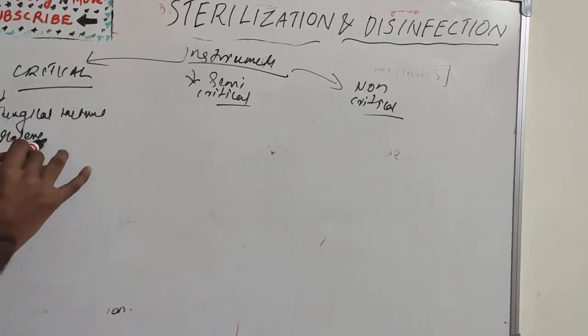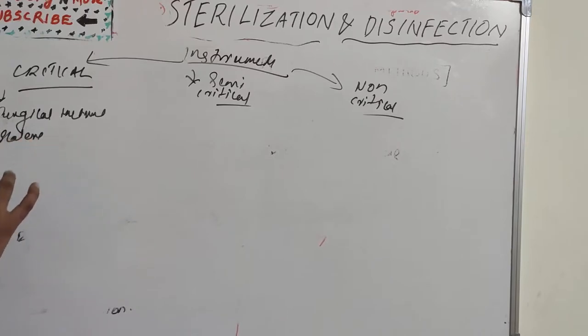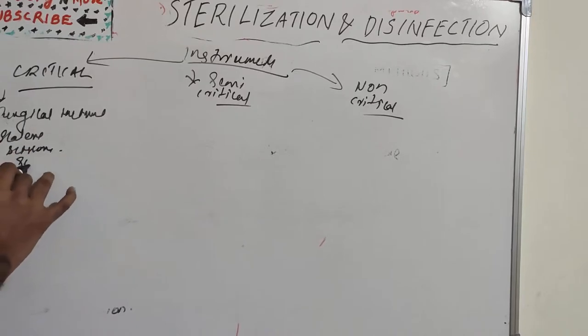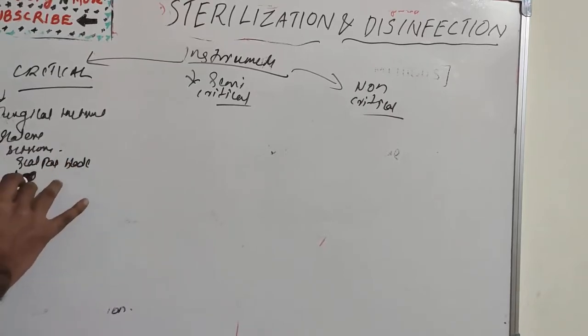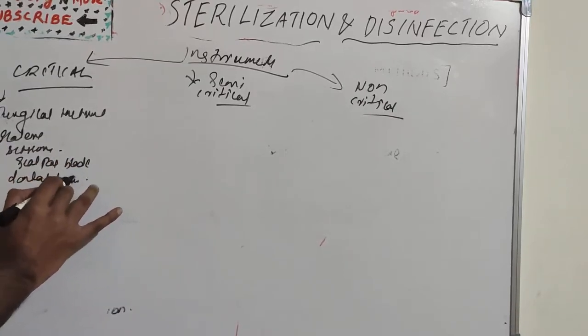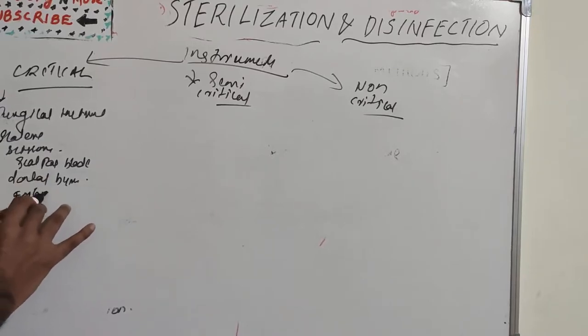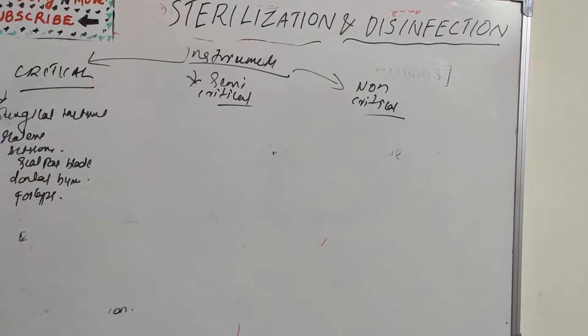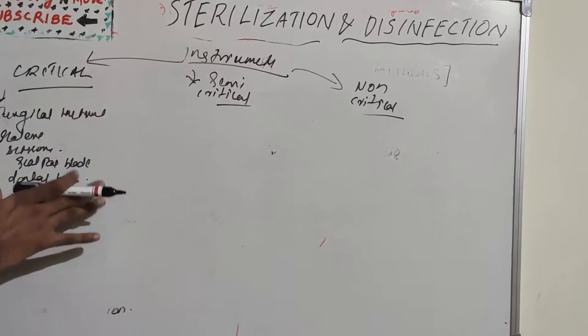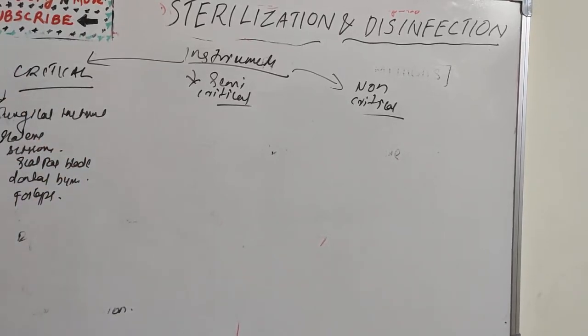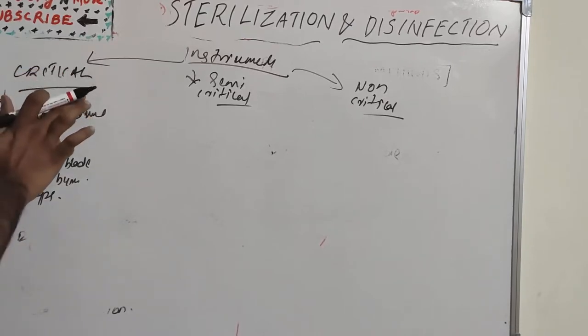Scalers we use for scaling in periodontics, scissors which cut tissues, scalpel blades and dental burs used in endodontics, and forceps. Various forceps used in extraction all come under critical items. So these should be heat sterilized if they need to be reused. It is very, very important because they will be containing pathogens. So heat sterilization, autoclave methods, are very important for critical items.